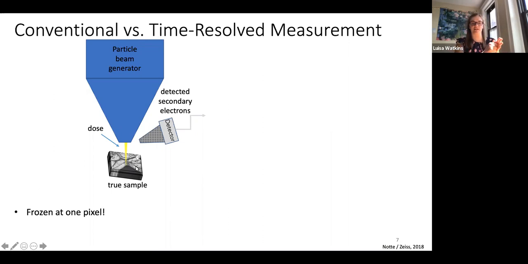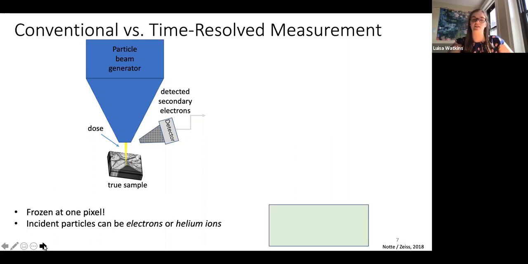As mentioned previously, we're scanning across the sample and shooting particles and getting secondary electrons in response. But in this slide, I'm just going to focus on what is happening if we zoom in on 1 pixel. As I mentioned previously, these incident particles can be electrons or helium ions. In this example, you'll see it says ions. It can also be used for electrons, but this is an HIM, or helium ion microscopy, example.